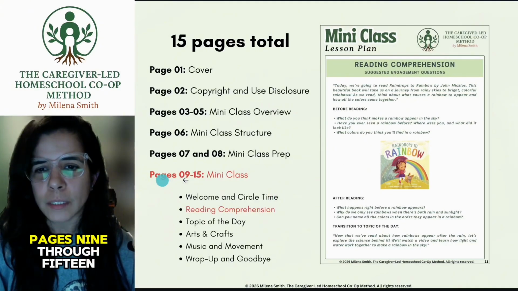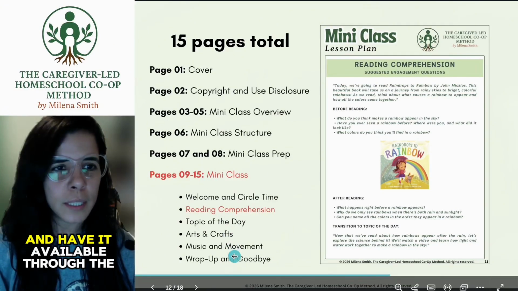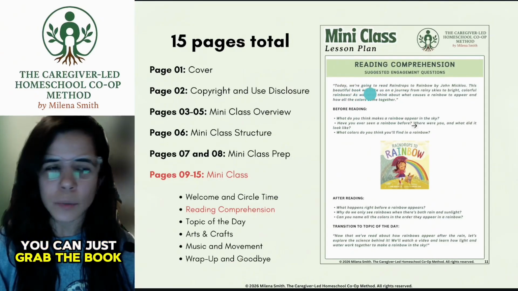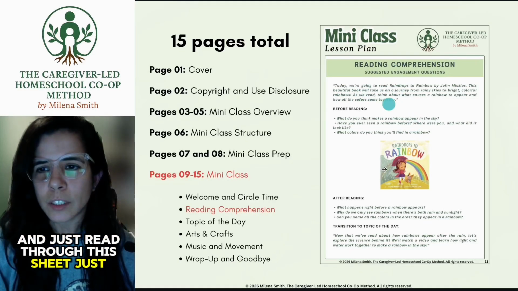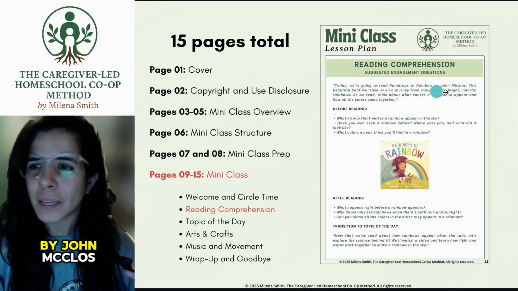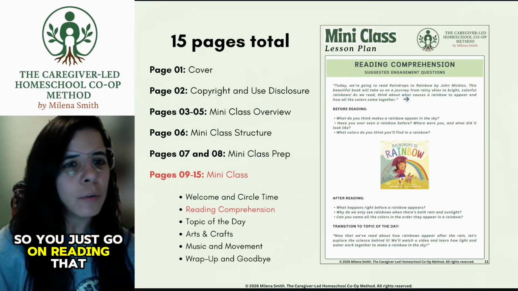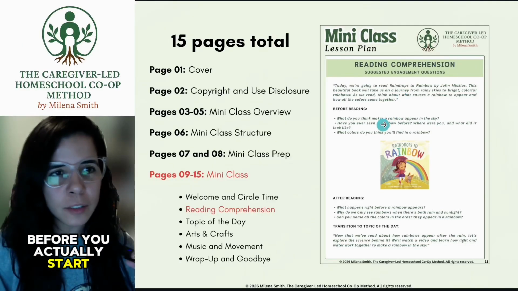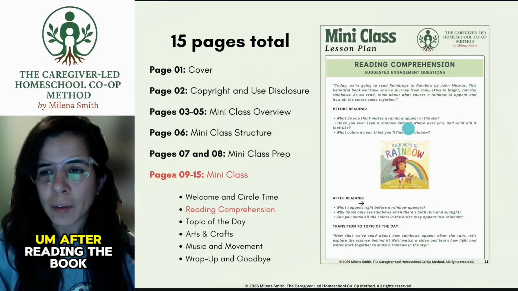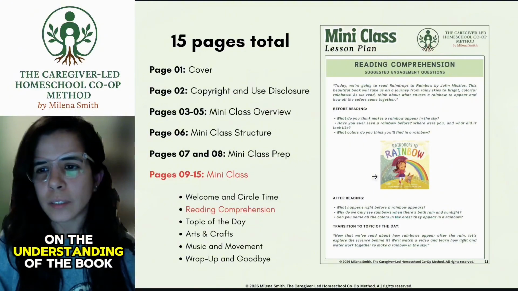Like I said, pages 9 through 15 are the pages that I recommend you print and have available through the session. So for reading comprehension, you can just grab the book and read through this sheet, just like this. Today we're going to read Raindrops to Rainbow by John Mickles. This beautiful book will take us on a journey. So you just go on reading that. Before you actually start reading the book, it has some engagement questions. After reading the book, some more questions to pick their brains on the understanding of the book.